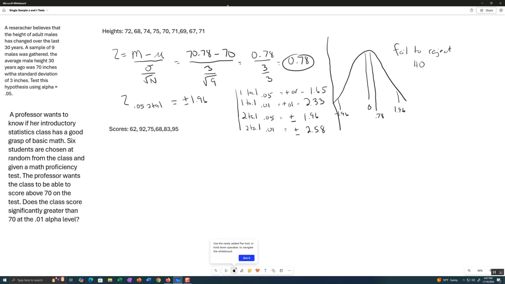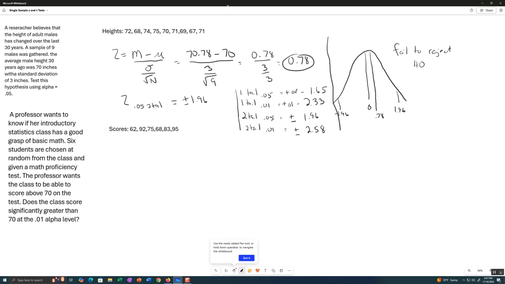So let's look at the next one. The professor wants to know if her introductory statistics class has a good grasp of basic math. 6 students are chosen at random from the class and given a math proficiency test. The professor wants the class to be able to score above 70. Does the class score significantly greater than 70 at the 0.01 alpha level? So here we have 6 students' scores, and we're looking at a comparison mean of 70. So we're comparing the sample mean to 70.